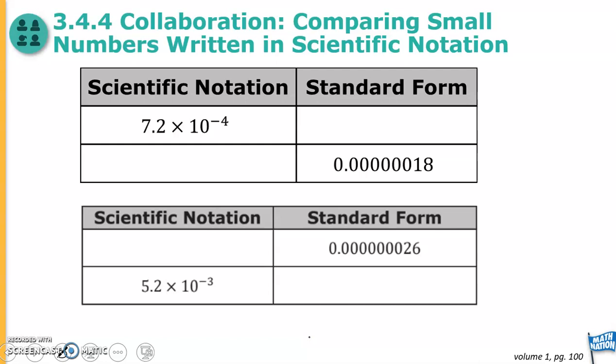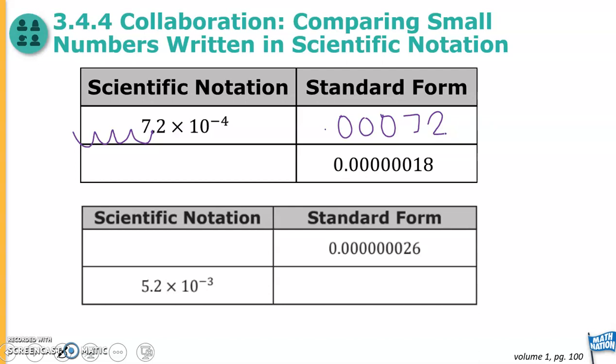Pause the video here while you copy the tables and try to fill them in. Try to switch them from scientific to standard or back. Let's see how you did. 10 to the negative 4th, I'm going to move it 4 times, which is past the 7, and then I'm going to need 3 more zeros for those spots, so 0.00072.